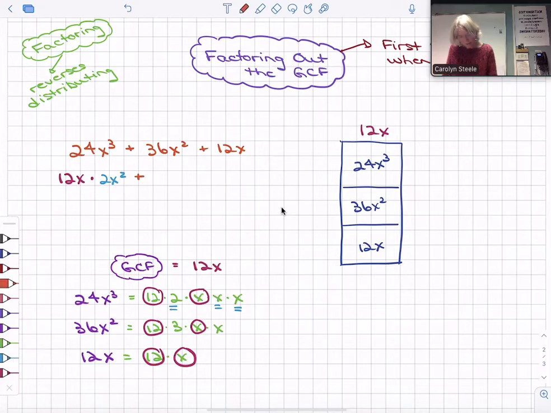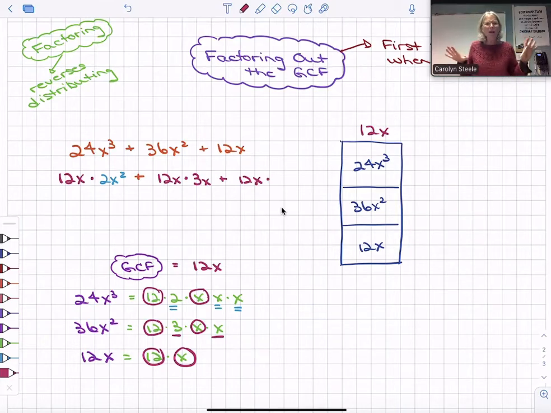And we're going to add to that our GCF, 12x, times the factors that were left over here, 3 and x, 3x, plus our GCF times, okay, wait a minute, alert, we have nothing left over here. What do we put there? Aha, this is where we put 1. Remember, any number times 1 is itself. So this is the same as 12x times 1.